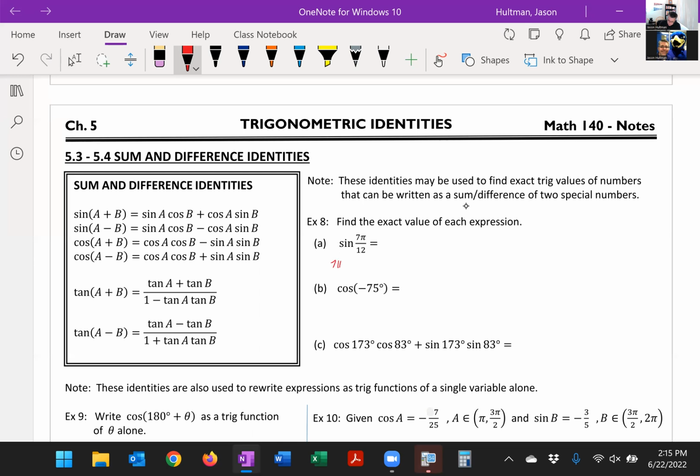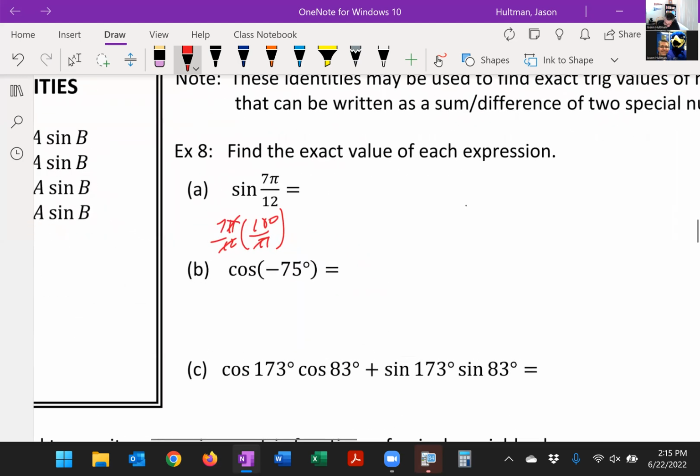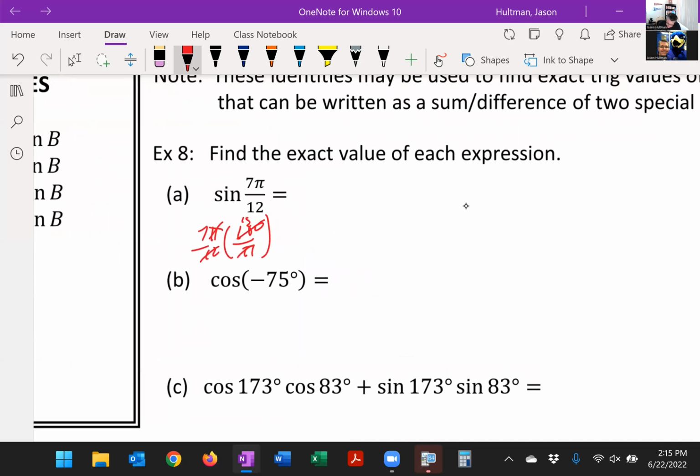So we could go 7 pi over 12 times 180 over pi, right? And that cancels. And then this 12 goes into 180. What is that going to? 15 times. So 12 into 180 is 15. 15 times 7 is 75. Oh no, sorry, that's 105. Not 75, it's 105 degrees.